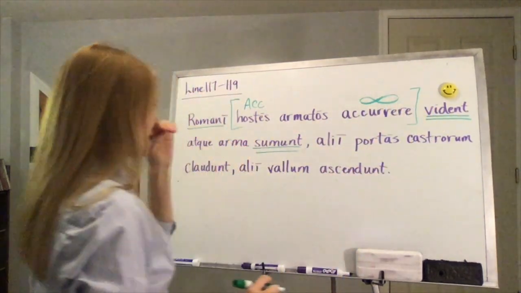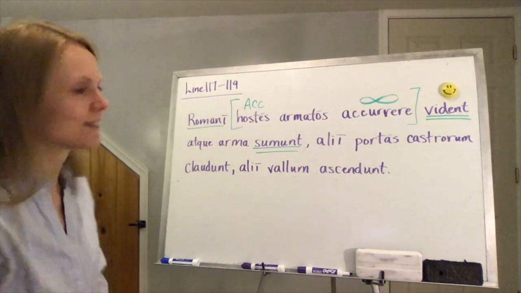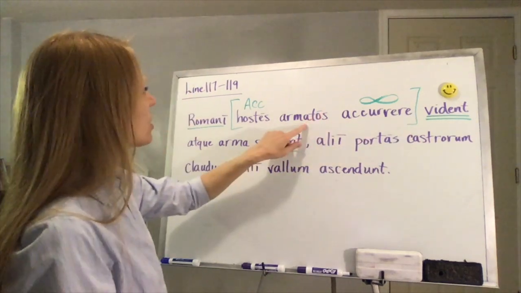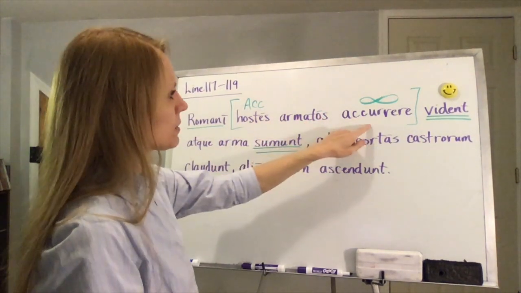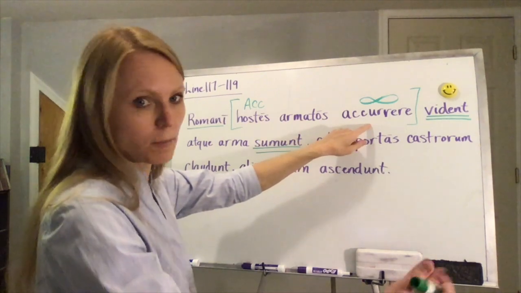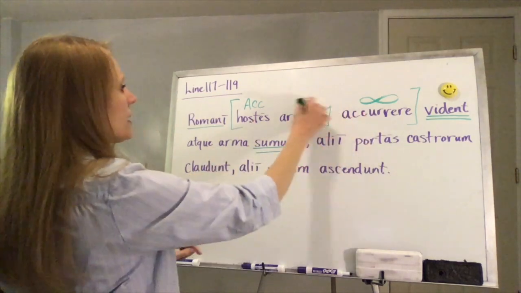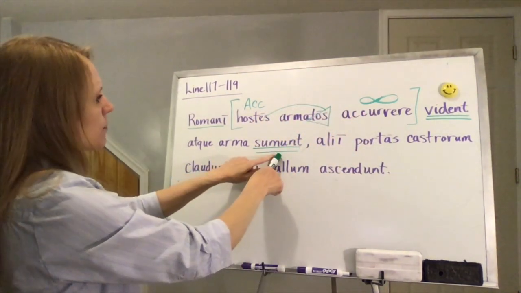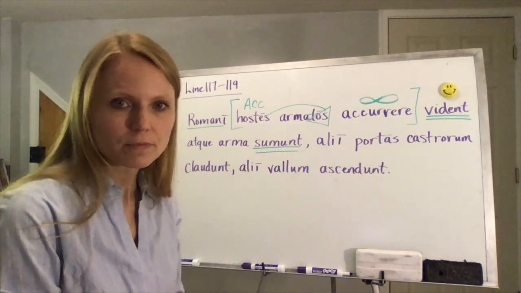Here we have it. See, it's tricky. You gotta work it out. Okay, so the Romans see the armed enemies run up to the camp and pick up their arms. Well, who's doing the picking up?